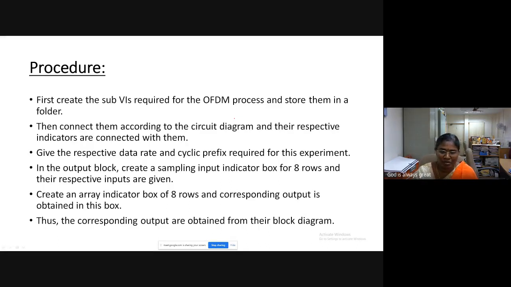Then connect them according to the circuit diagrams, and their respective indicators are connected with them. Give the respective data rate and cyclic prefix required for the experiment. In the output block, you need to create a sampling input indicator box for 8 rows, and the respective inputs are given. Then create an array indicator box of 8 rows. The corresponding output is obtained in this box. Thus, the corresponding outputs are obtained from the block diagram. So you need to draw the block diagram on your block diagram page.